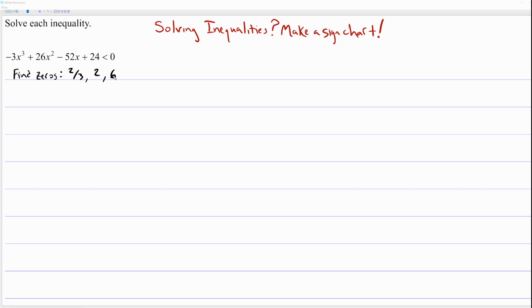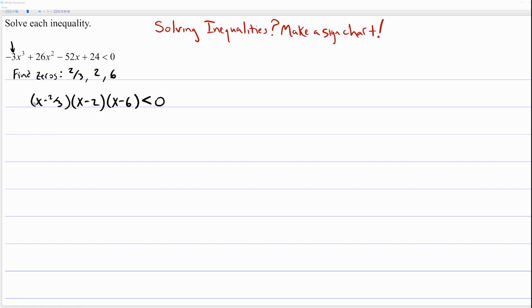and 6. Which means in factored form, if 2/3 is a zero, well, we know x minus 2/3 is a factor. If x equals 2 is a zero, x minus 2 is a factor, and the same thing for x minus 6. Now, if you look carefully, what I've written is obviously not true. The leading coefficient of this polynomial is -3. But if you imagine multiplying this out, x times x times x, well, that's x cubed, not -3x cubed.